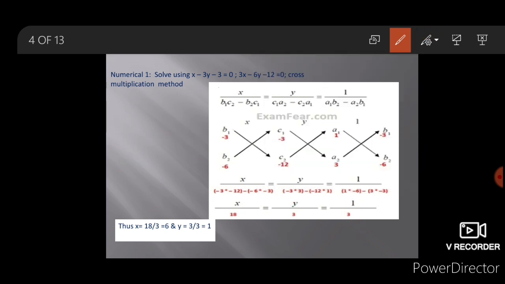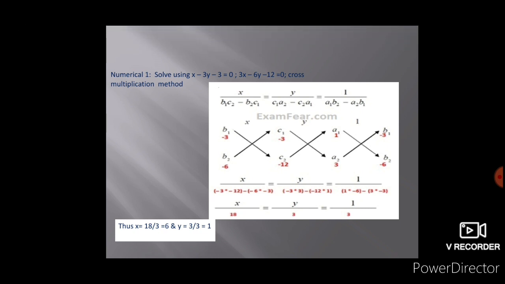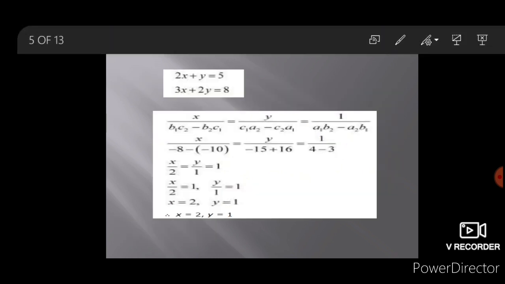Now I hope this method is clear to you. Let's move further. Second question. For this equation, first of all, transpose this equation, we get 2x plus y minus 5 is equal to 0, and second equation is 3x plus 2y minus 8 is equal to 0.